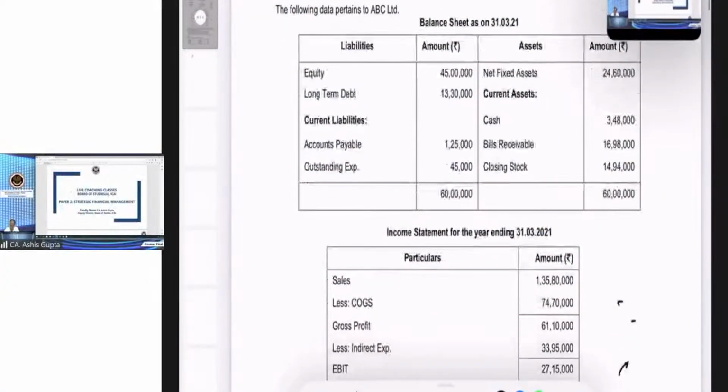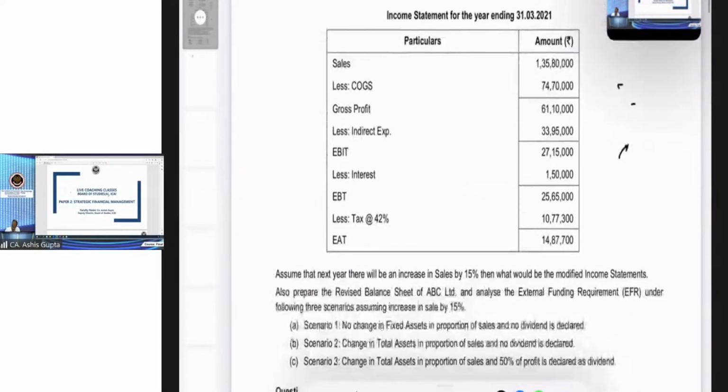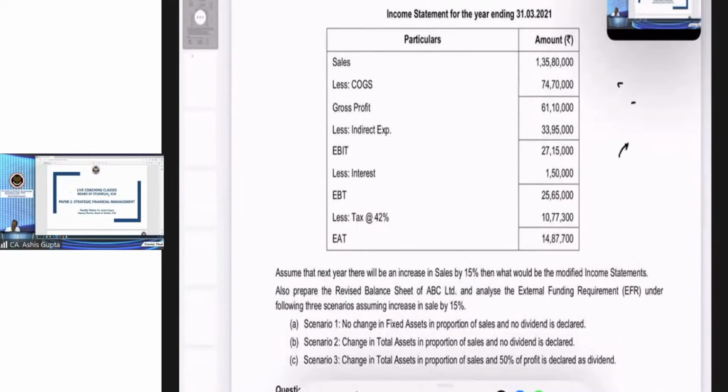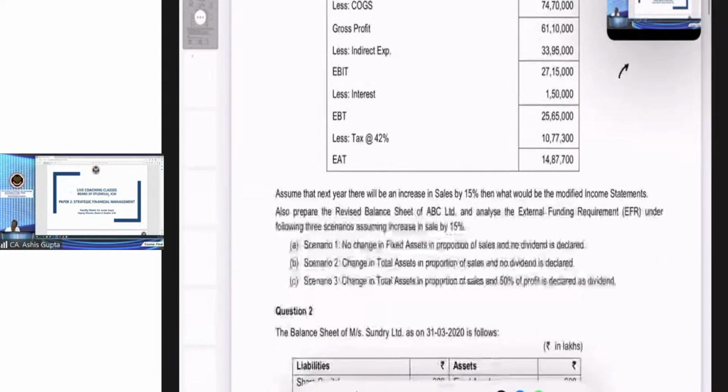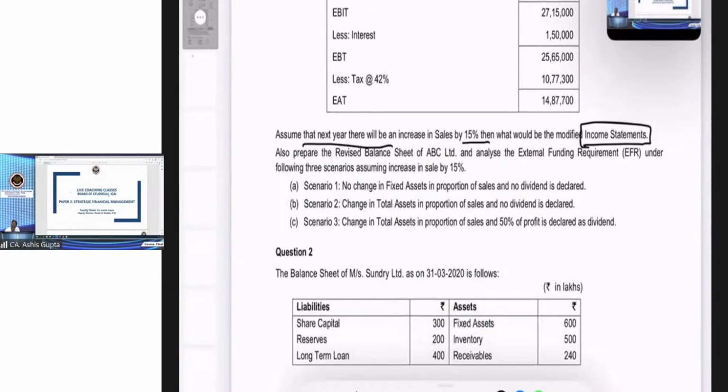Okay, student. Now I am taking the question of the assignment with you. I hope the question is visible to you. In case you have any issue, just send us a message. This is a balance sheet, as I have shown in my PPT slide. This is the income statement of the year 2021. Assuming that next year there will be an increase of 15%, what would be the modified income statement, which I told you is a prerequisite, and then the revised balance sheet of ABC Limited, and analyze the external funding requirement under the following sales.